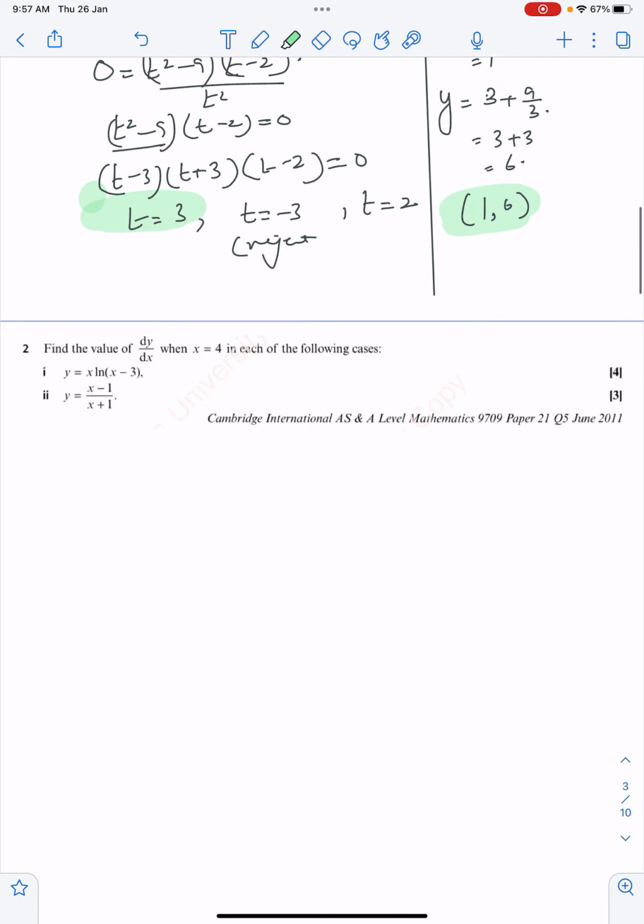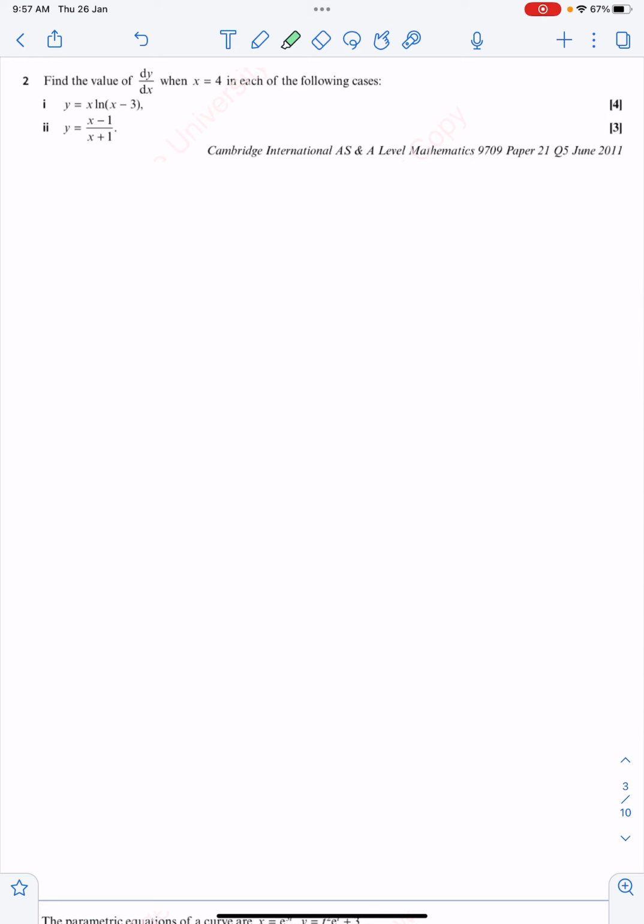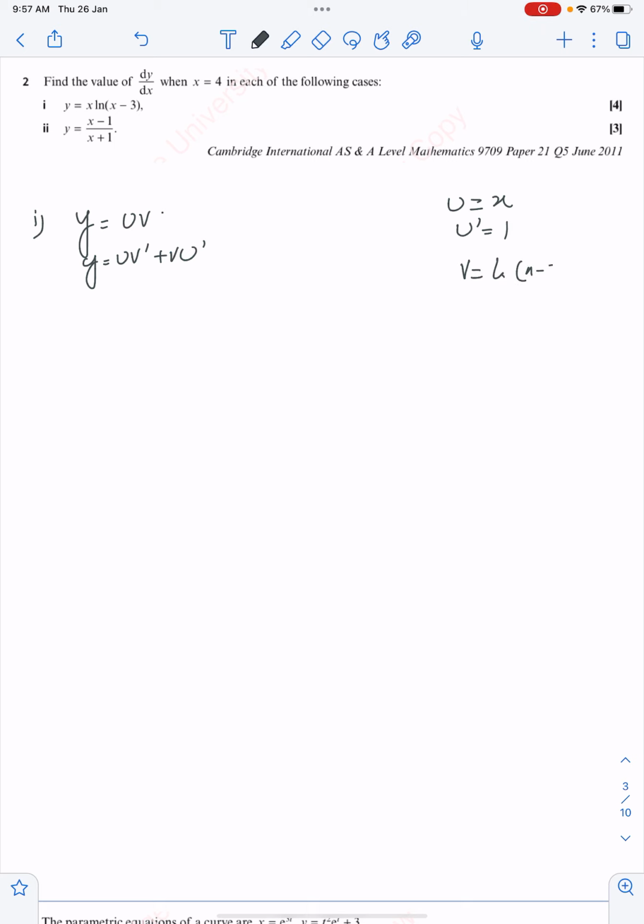Okay, moving on to question number 2. It says find the value of dy by dx when x equals 4 in each of the following cases. Here you have to apply the product rule because there are two functions being multiplied. One is x and the other one is ln(x minus 3). If y equals uv, dy by dx equals u v dash plus v u dash. u is x, so u dash is going to be 1. v is ln(x minus 3), so v dash is going to be: differentiate x minus 3 and write it up in the numerator.